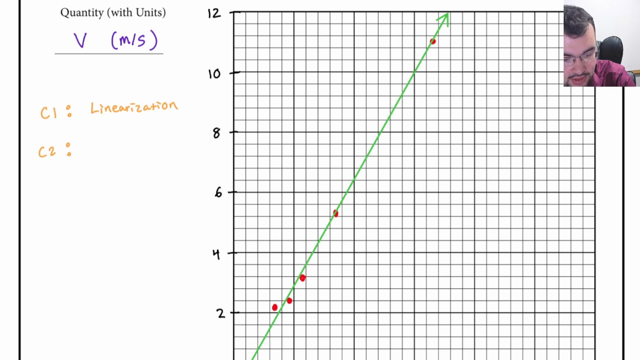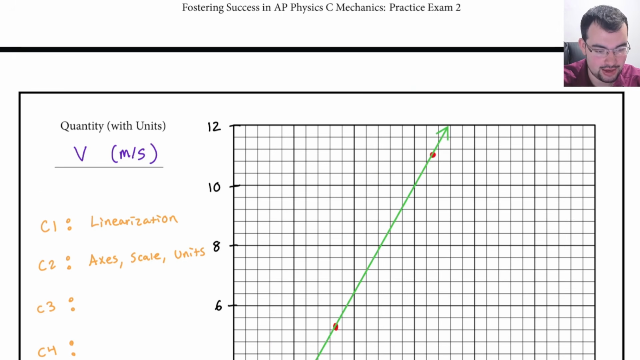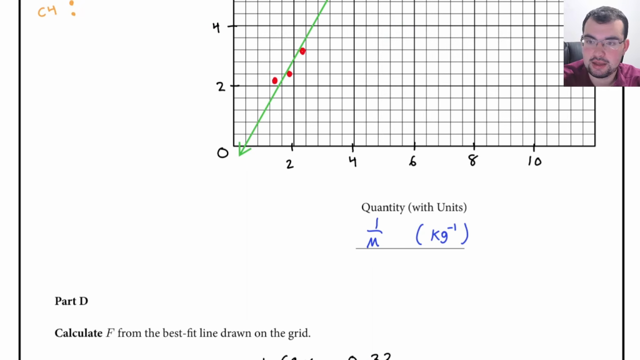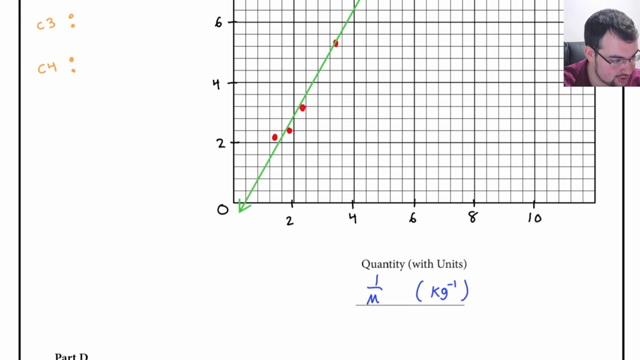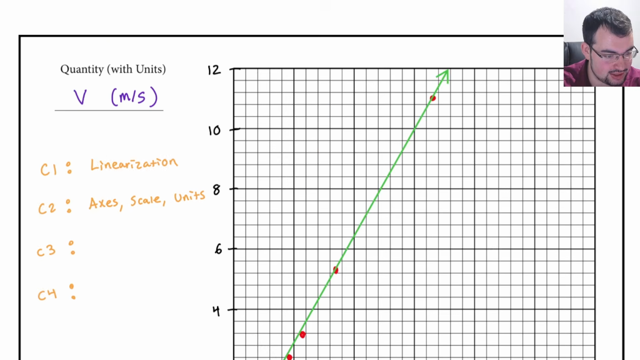C2, C3, C4 are always free. Just commit to graphing whatever wrong relationship you came up with. If you know it's wrong, you'll get these 3 points no matter what. C2 is for axes with a linear scale with units. If you graph strange stuff in your boxes, it's going to be hard to get the units right, but just try it. I get it by saying v is in meters per second, 1 over m is in inverse kilograms, and then I had to scale my graph linearly. A linear scale needs at least 3 ticks to show that the spacing is consistent.